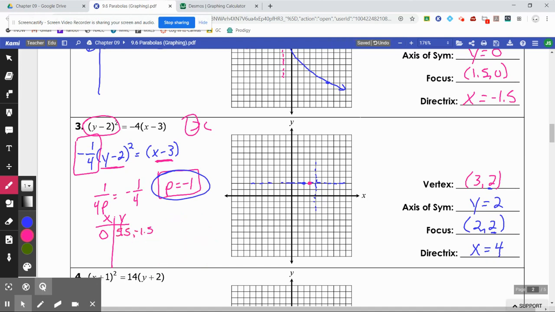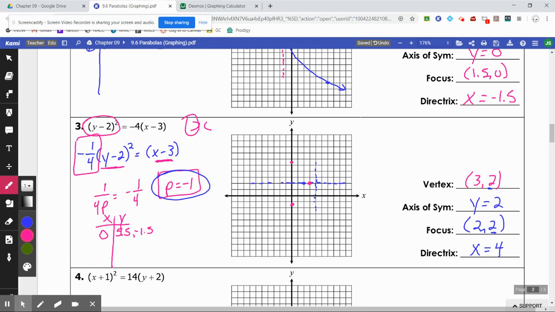The two y values I got when I plugged in 0 were negative 1.5, which is somewhere right in here, and 5.5, which is 1, 2, 3, 4, 5.5, somewhere right there. And you see the symmetry across that axis of symmetry there. And like I said, let me show you something.